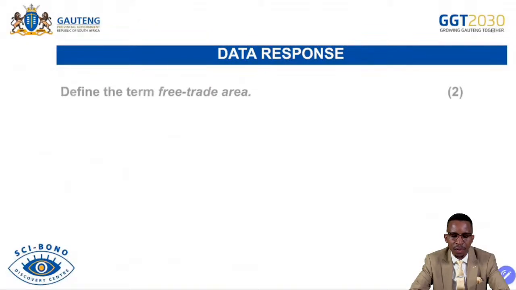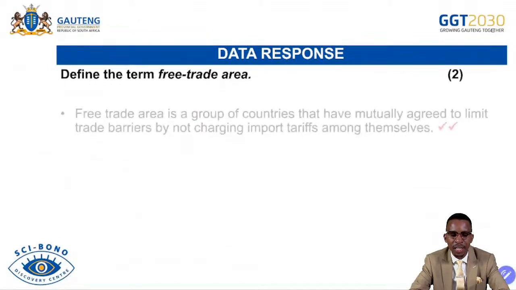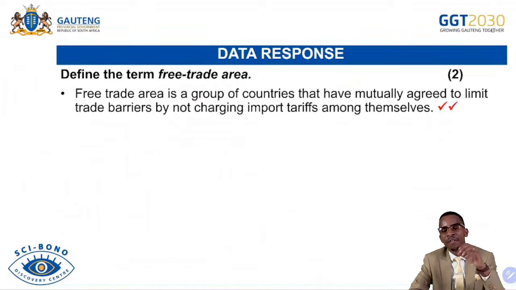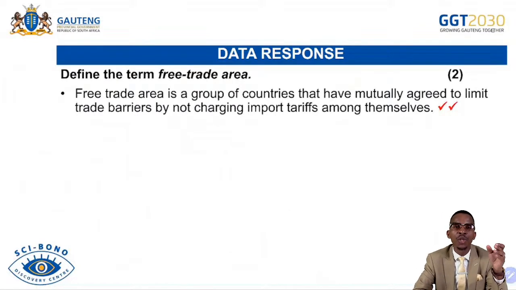We continue. Define the term free trade areas, FTAs. Remember, FTAs consist of an agreement between 2 or more countries whereby they decide to remove import tariffs and quotas among themselves and allow movement of goods duty-free among themselves. However, they impose tariffs on non-member countries. A free trade area is a group of countries that have a mutual agreement to limit trade barriers by not charging import tariffs among themselves. However, they do charge tariffs on non-member countries.